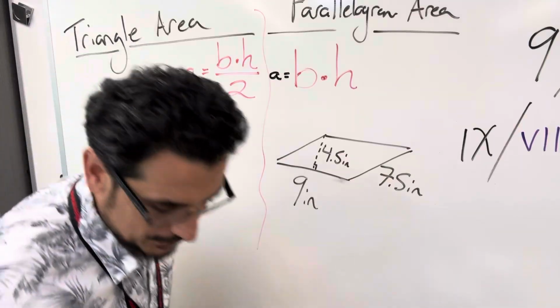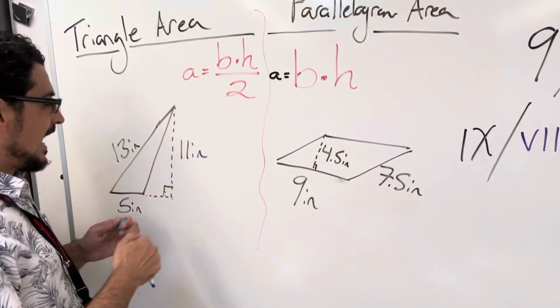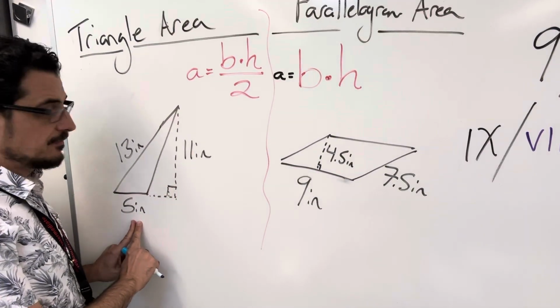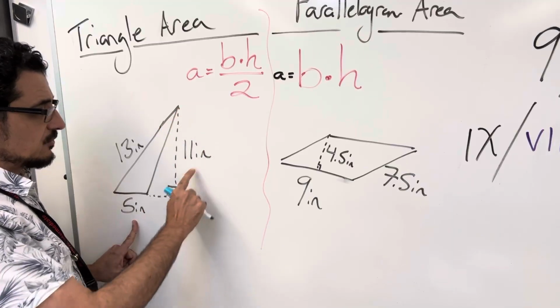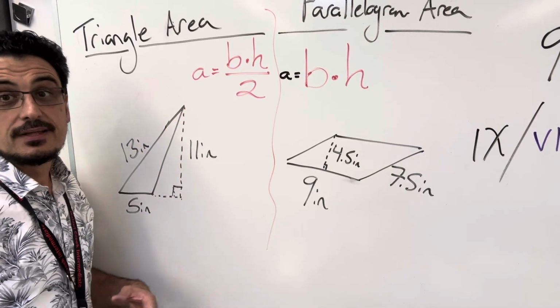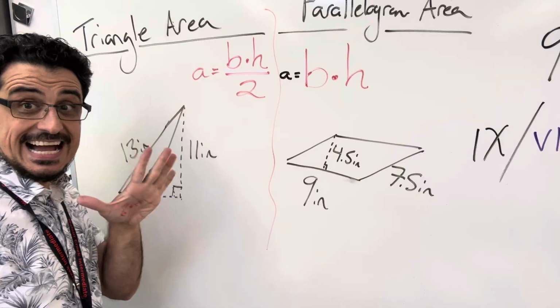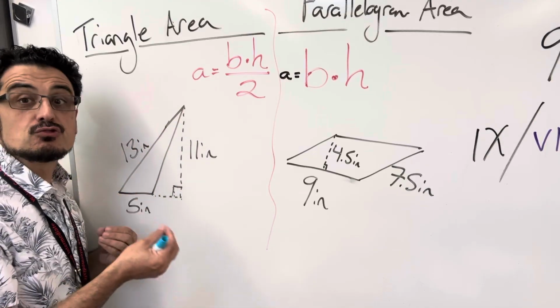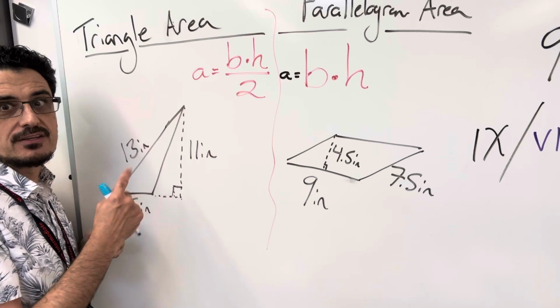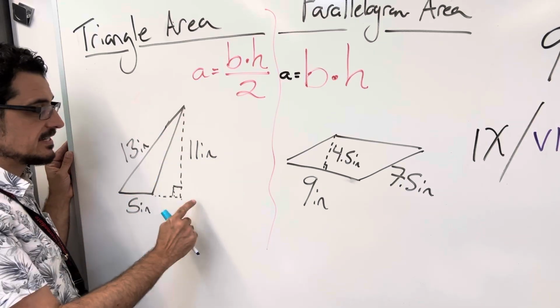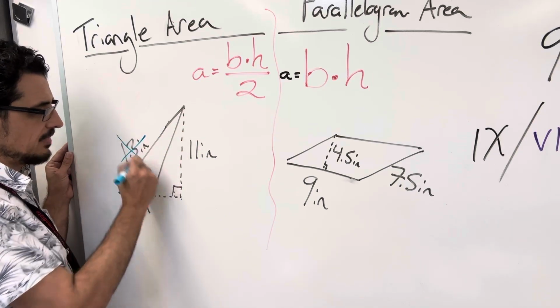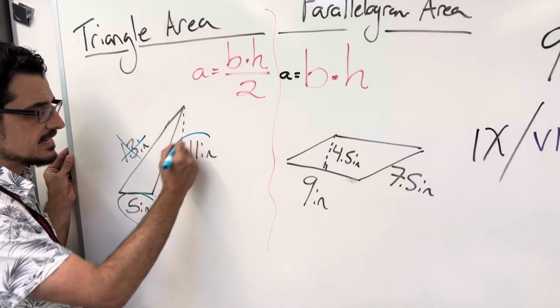So let's go ahead and let's solve one like this, all right? Now, I have a base of 5, this perpendicular height of 11, and this diagonal slanted height of 13. Now, don't use a slanted height when it comes to solving for area using height, okay? We want a perpendicular height. So this one I would be like, no thanks. I just want my base and my height.